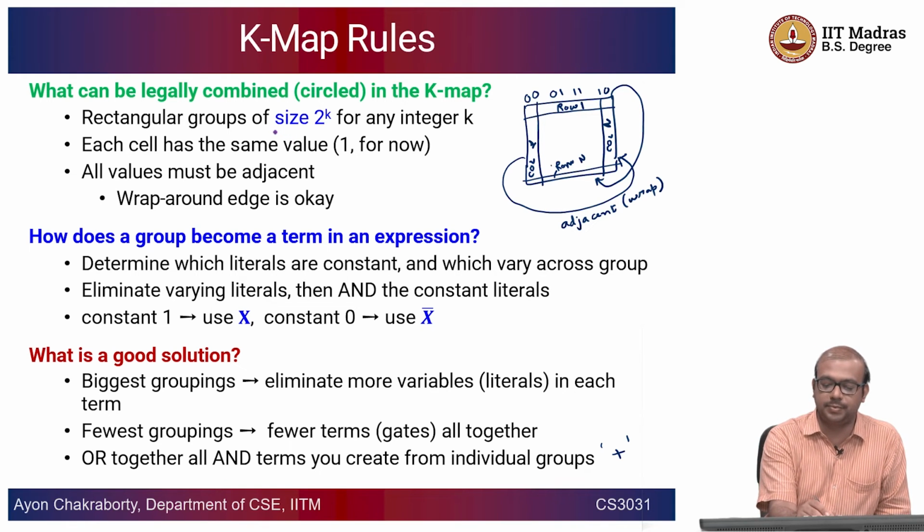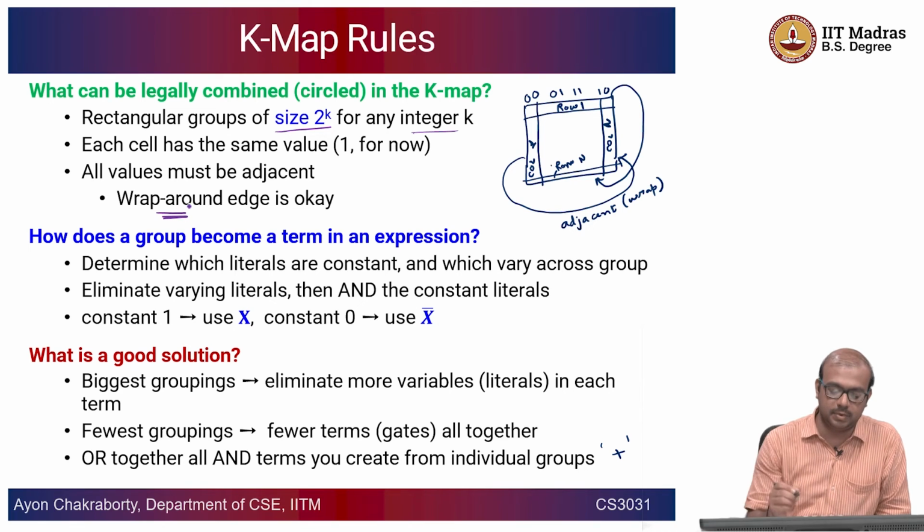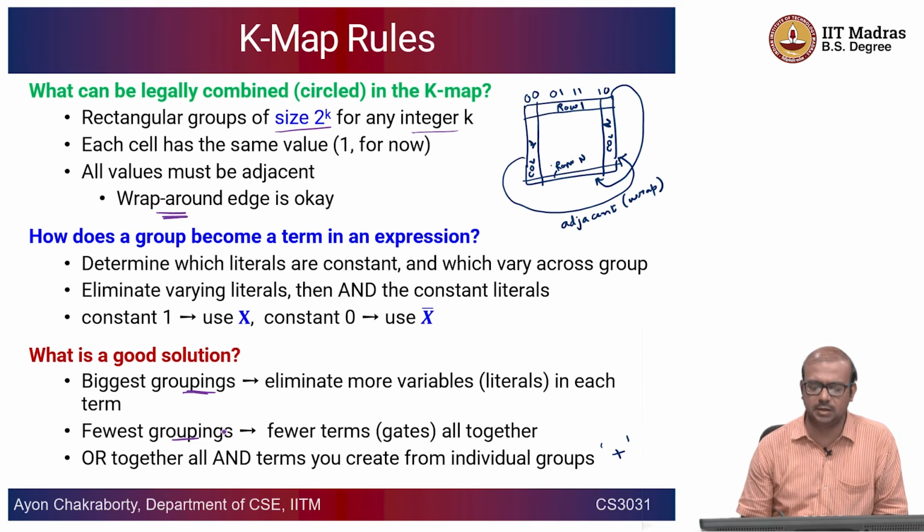Rectangular groups of size 2 to the power k for any integer k, which basically means either 2 or 4 or 8. You cannot group 6 elements. You have to group in sizes of 2 to the power k. And wraparounds are very important. Please remember the wraparound thing. Groupings are very important. The biggest groupings eliminate more variables, and use the fewest number of groupings, as few circles as possible. Once you are done with that, you can OR the individual circles, and every individual circle is going to represent a particular implicant.